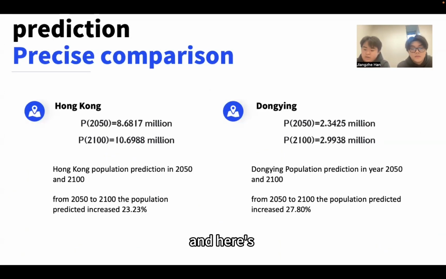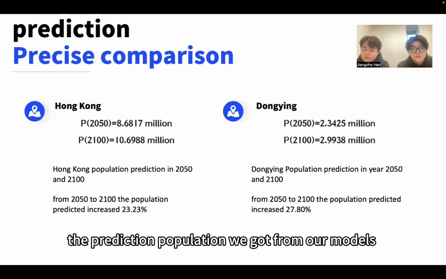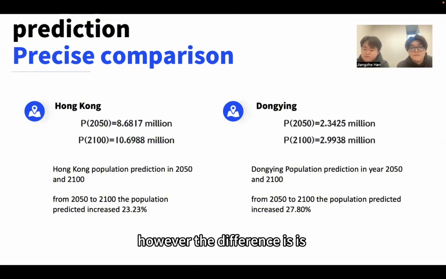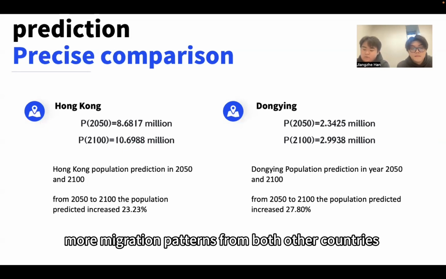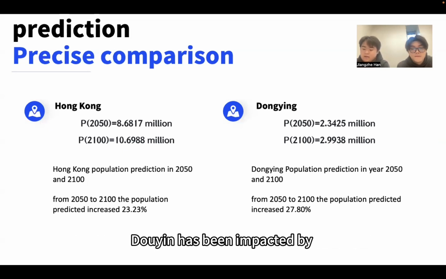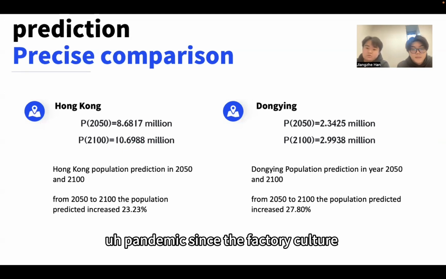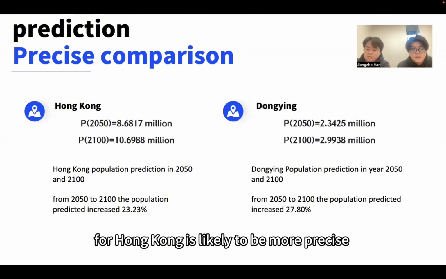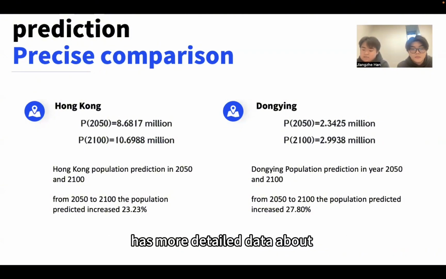And here's the predicted population we got from our models. We find the similarity that both cities have huge economic opportunities. However, the difference is Hong Kong has more migration patterns from both other countries and mainland China. Dongying has been impacted by events like the COVID-19 pandemic, since factory closures cost employment. So we think the prediction for Hong Kong is likely to be more precise, since it has more variable content and more detailed data about the migration patterns.